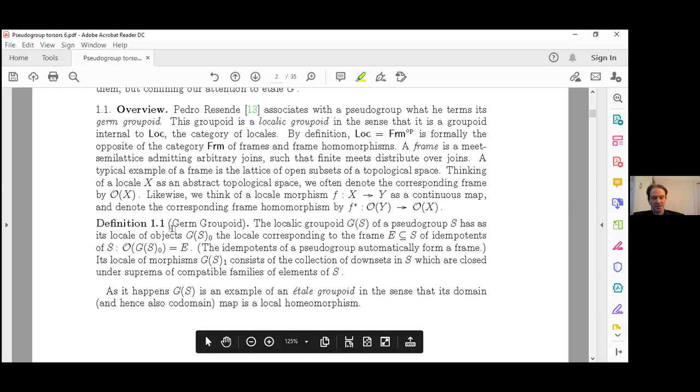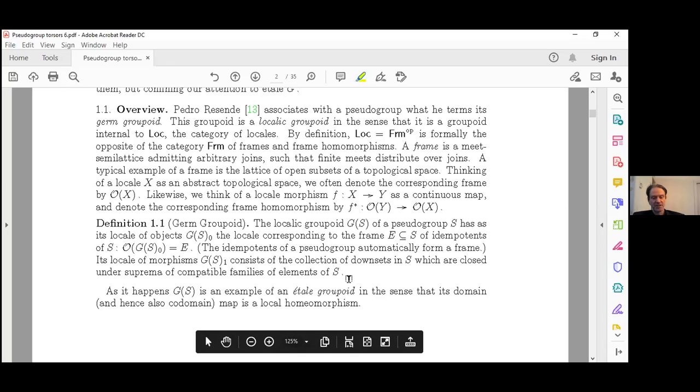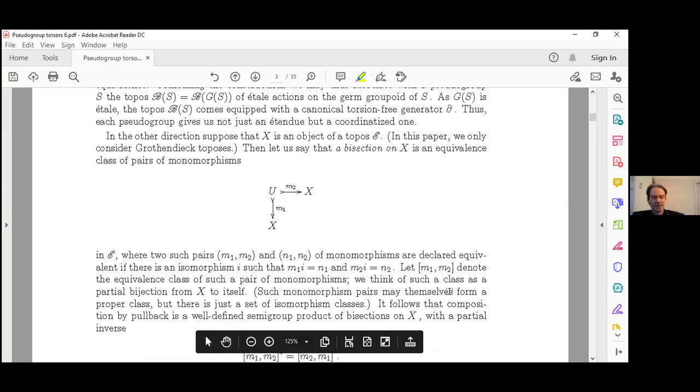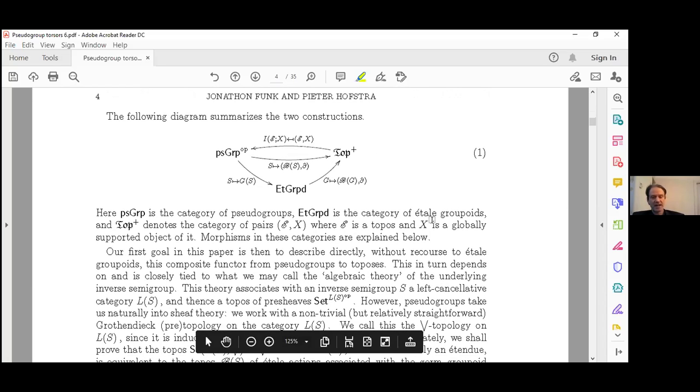So this is a way of making locales. It's a frame quotient or a sublocale. It's a way to present a locale as collections of downsets which are closed under certain families, called covering families, if you like. And as it happens, that groupoid is etale. And we come to a diagram like this. I want to point out this diagram 1 you're looking at here. It takes a pseudogroup and passes it to an etale groupoid that I just mentioned. And then that, under the B construction, passes that to a topos.